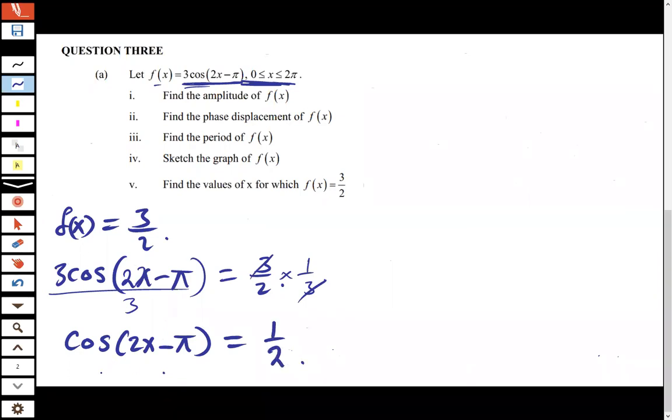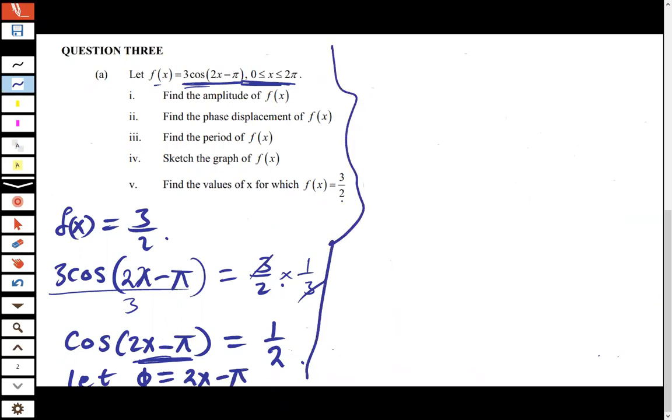So to solve this equation, I'm going to equate what we have here in brackets to phi. So I'm going to say let phi be equal to 2x minus pi, so that the equation becomes cos phi is equal to 1/2. So this is what we're going to have. I'm just trying to make my work easy. That's why I've equated that to phi.